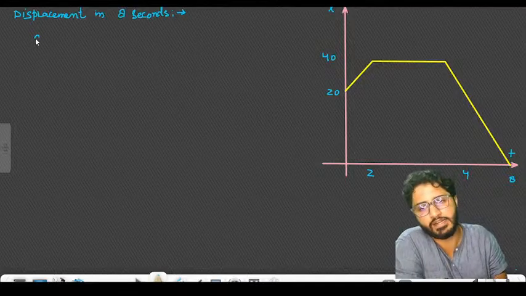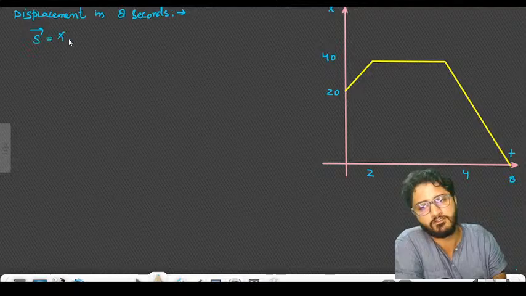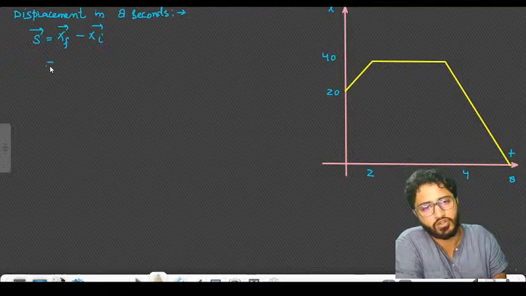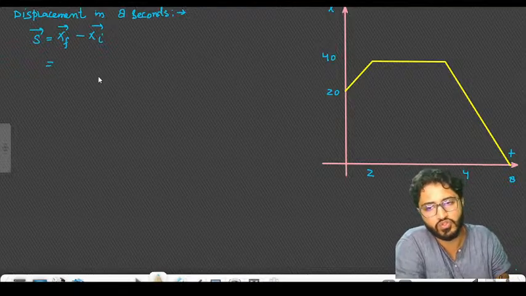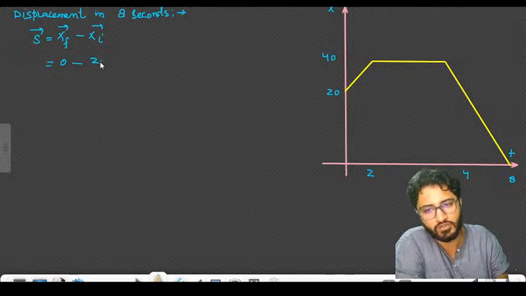Displacement in 8 seconds. So my displacement equals final minus initial. You can see finally it is at 0, minus initially at 20. So minus 20. So it is equal to minus 20 meter.